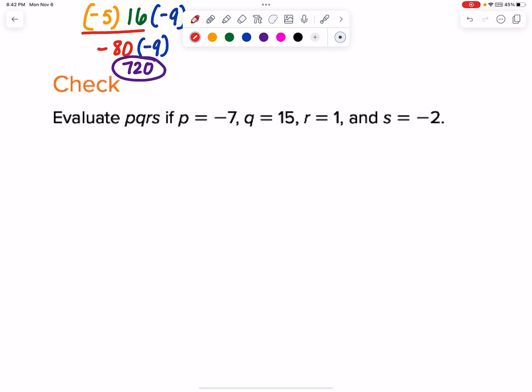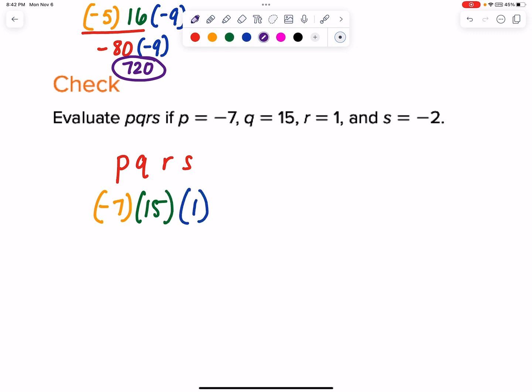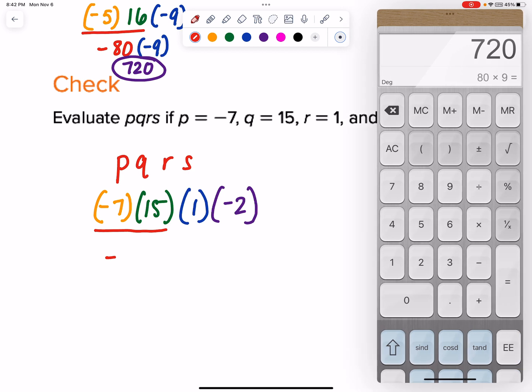Okay, I'm going to do a rewrite here. P, Q, R, S. Okay, P is negative 7. Q is 15. R is 1. That'll be a nice easy one. And S is negative 2. Let's go ahead and solve these from left to right. We have a negative times a positive. I hate to love, so I actually hate. So 7 times 15 is 105, but negative. Go ahead and bring everything down.